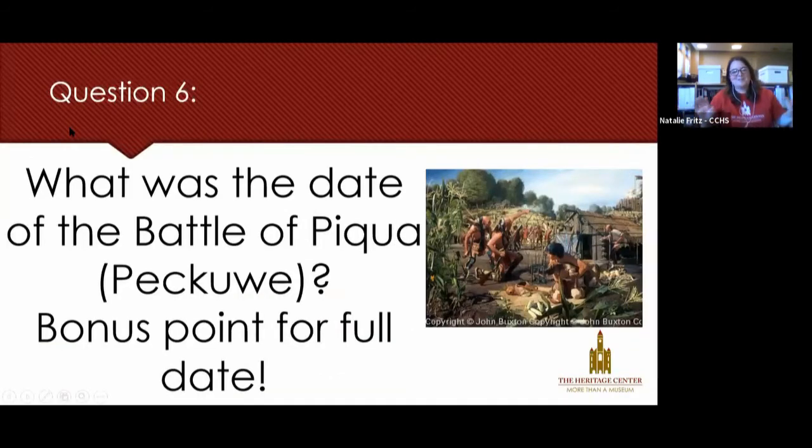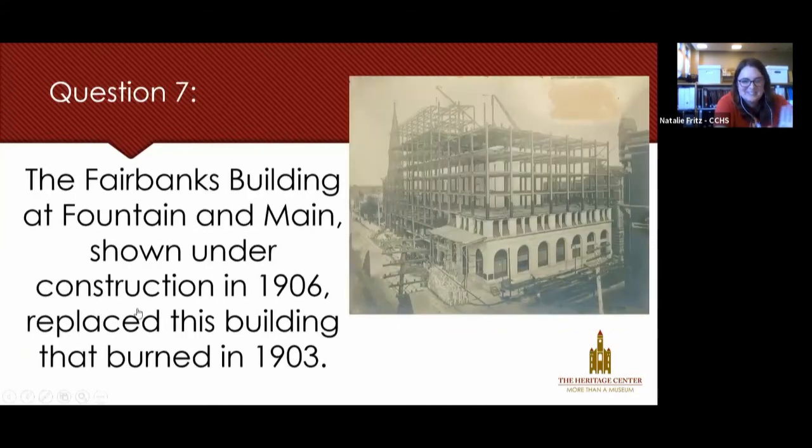Okay, Battle of Piqua. So the date of the Battle of Piqua, with a picture, the mural that we have down in the museum and in the library and archives. Okay, question 7, back on track with pictures.